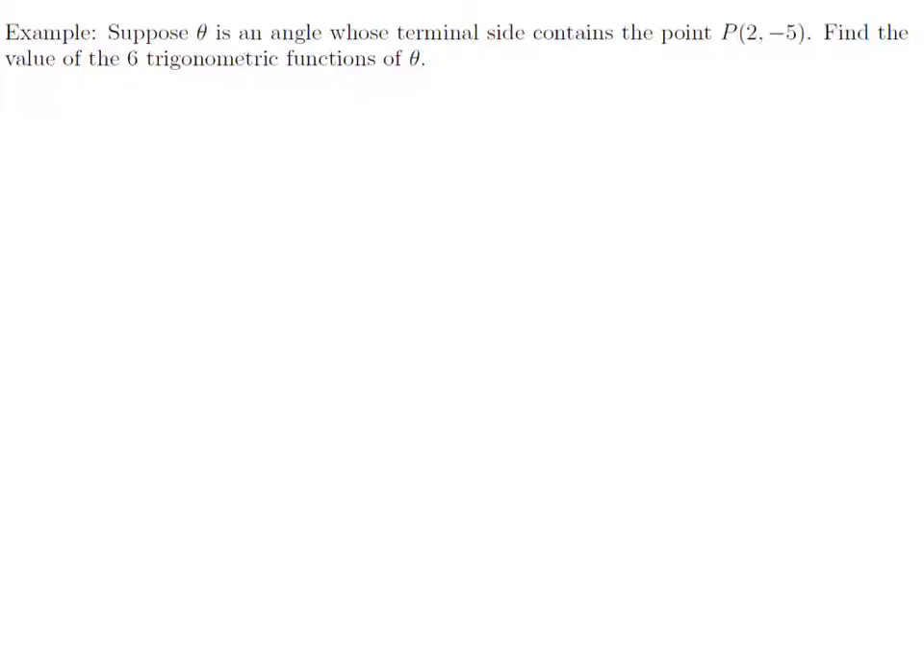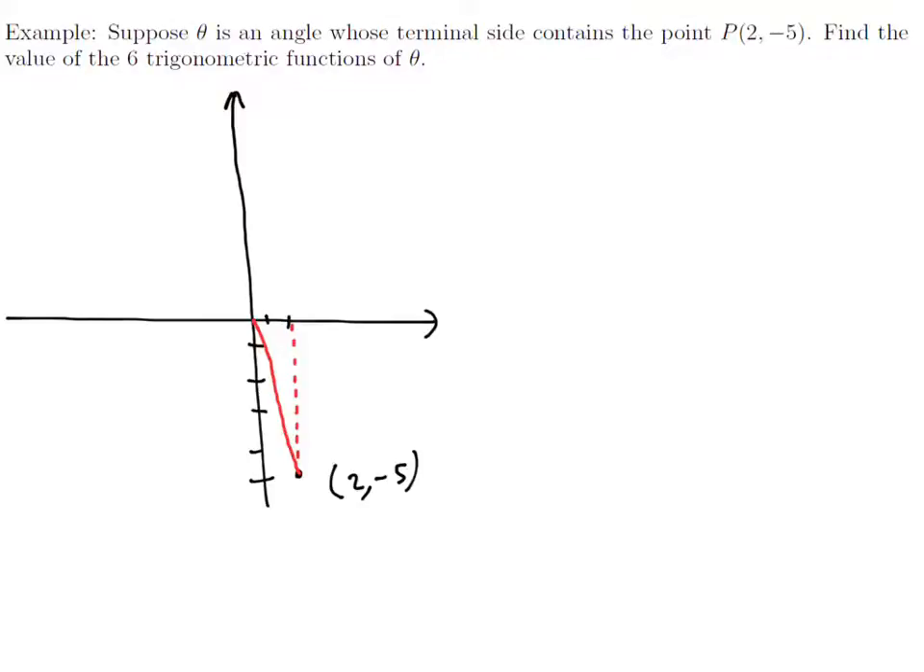So let's use these coordinates to answer this question. Suppose theta is an angle whose terminal side contains the point (2, -5). Find the value of the 6 trig functions for theta. To answer this, we want to plot the point (2, -5), and then draw a right triangle with the x-axis. So we have this angle in here, let's call that theta. And 2 is along the x-axis, -5 is along the y-axis.